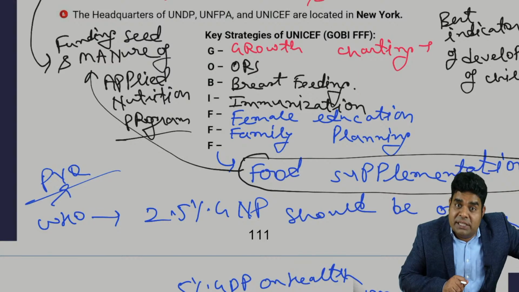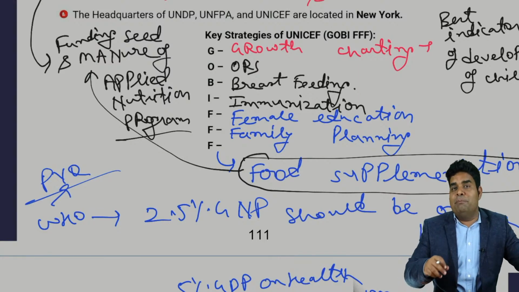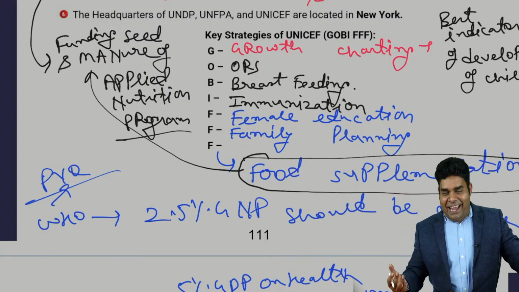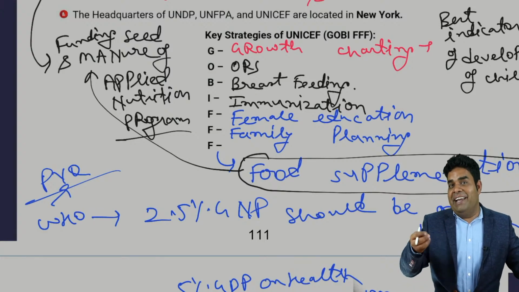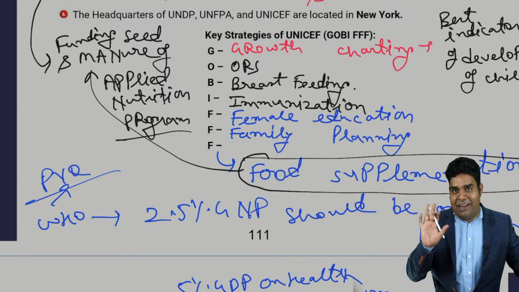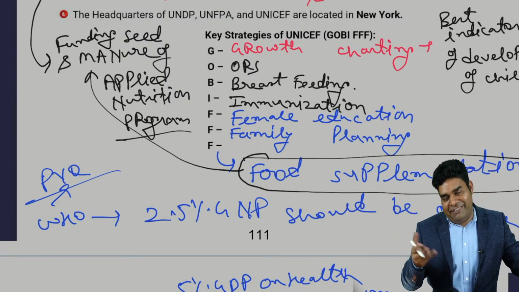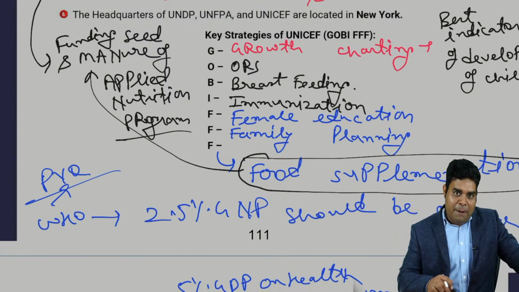That is also UNICEF. And they said we will make a school garden and fund seed and manure so that they can have fresh food in their midday meal or Anganwadi. Do you think a garden will survive in a school? Very difficult. So this program did not work, but this question has been asked.